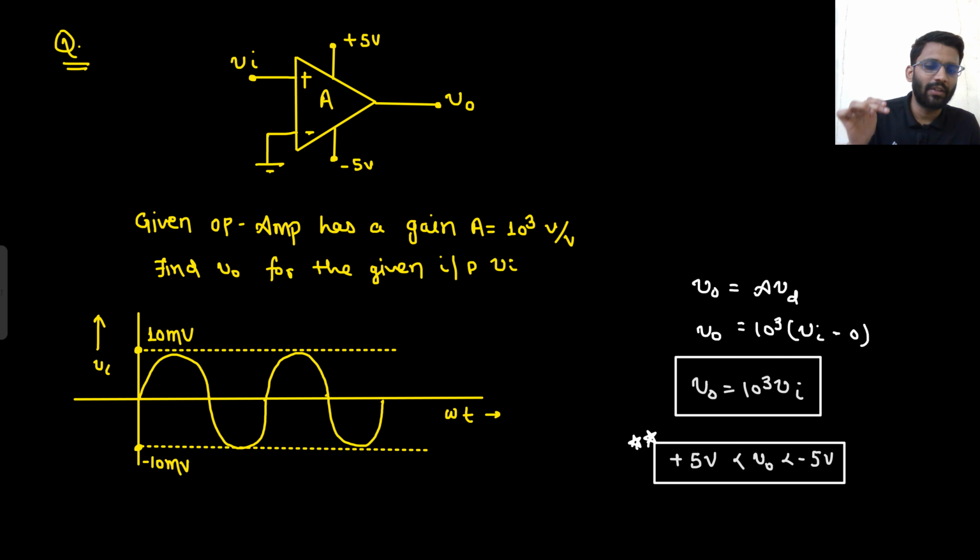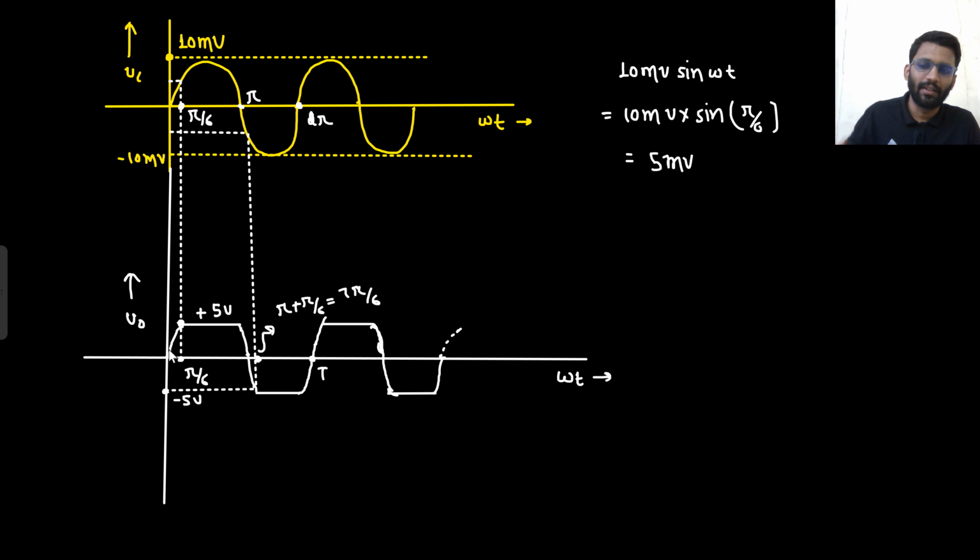But one thing I know, that is my output cannot go above 5 volt and it cannot go below minus 5 volt. So output will be saturated between plus 5 to minus 5 only. So it is rising, then plus 5. Going below, then minus 5. Rising, plus 5. Below, minus 5, and then it goes on like this. Well and good. Then I found out these points as well with my basic aptitude, right? Basic knowledge of sinusoid signals.